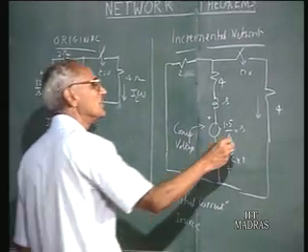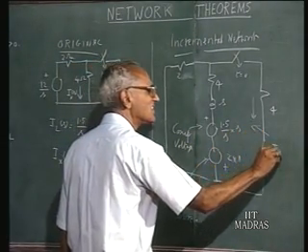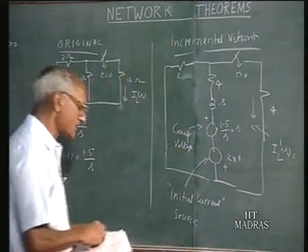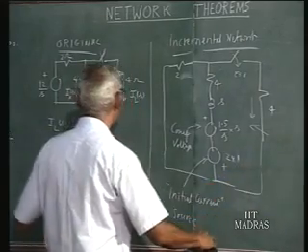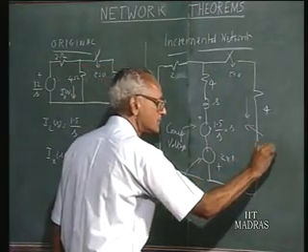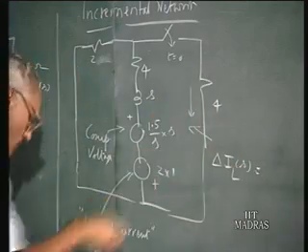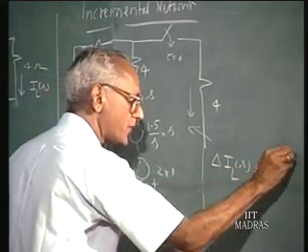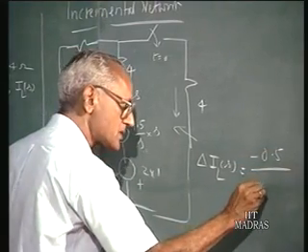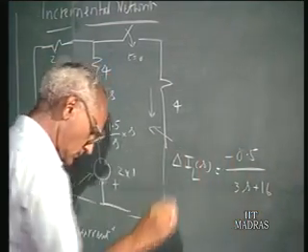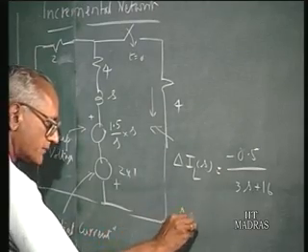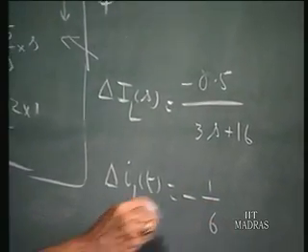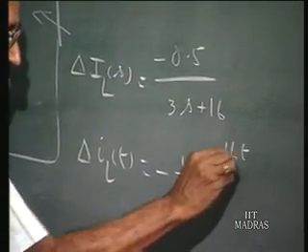Therefore, this current can be shown to be IL dash S. We can call it delta IL, that is better. After all, this is delta IL of S. You can analyze this network and calculate delta IL of S. It will be minus 0.5 divided by 3S plus 16, or it can be shown that delta IL of T is minus 1/6 e to the power of minus 16 T by 3.